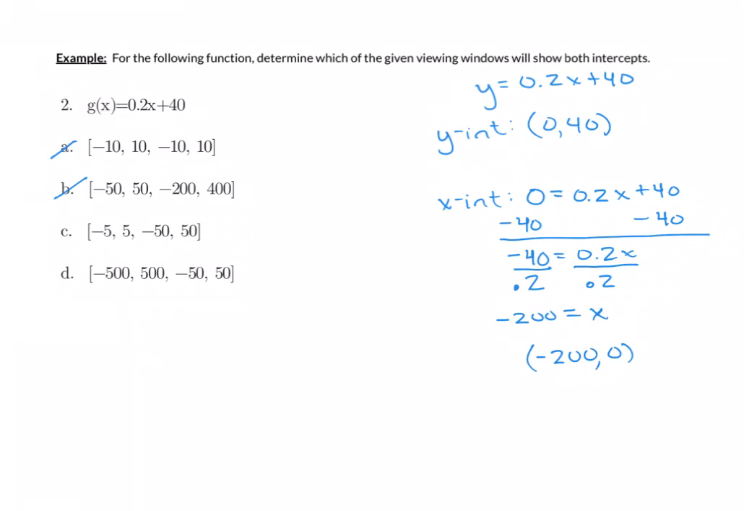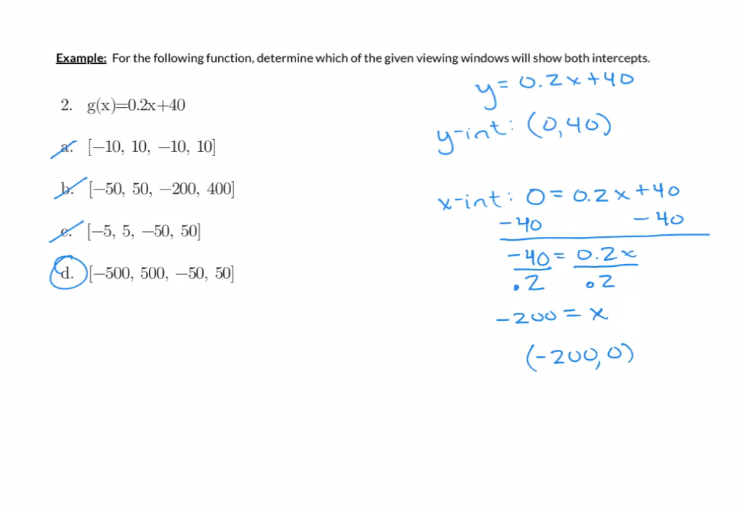Same thing with C. Negative 200 is not between negative 5 and 5, so we would not be able to see an x-intercept. That leaves us with D. Is D going to be a good window? And so for D, negative 200, is it between negative 500 and 500? The answer is yes. 40, is it between negative 50 and 50? Yes, it is. And so example D is going to be our comprehensive graphing window.